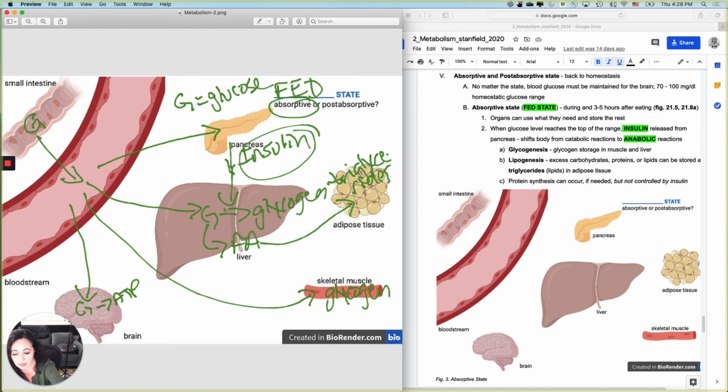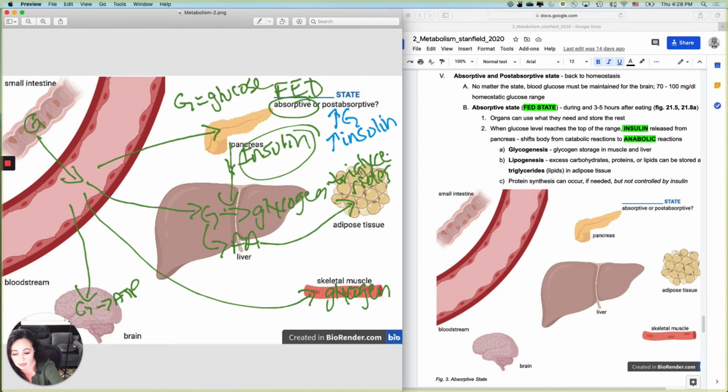So basically what we have in the absorptive state is, I'm going to change colors, not because it's changing topics, but just to sort of give a little more attention to these big picture understandings. In the absorptive state, basically what we are going to have is high levels of blood glucose, which will give us high levels of insulin.